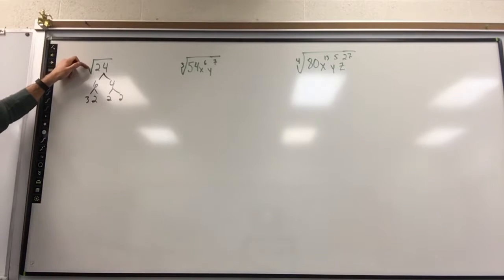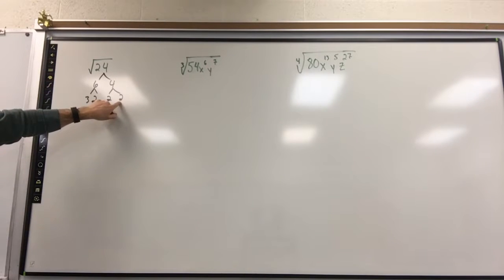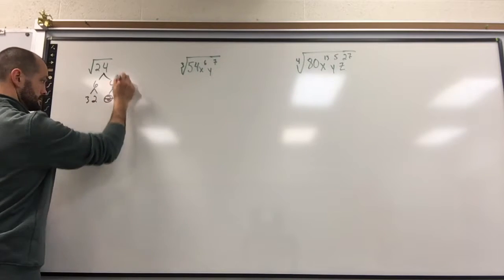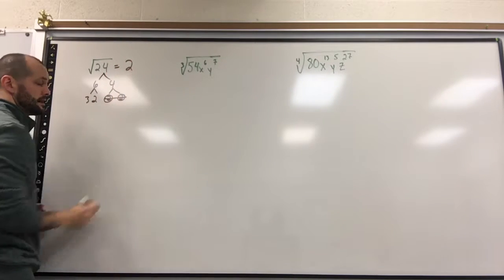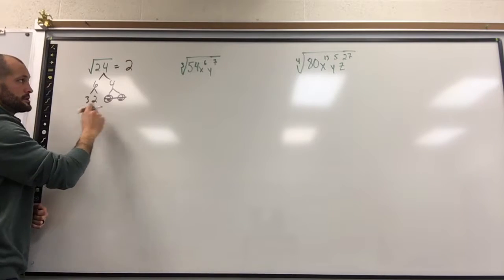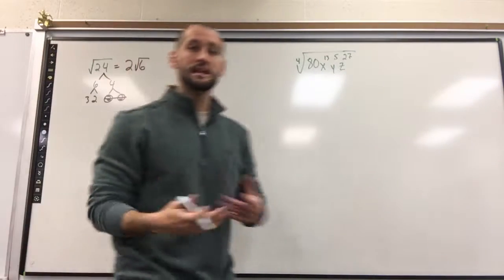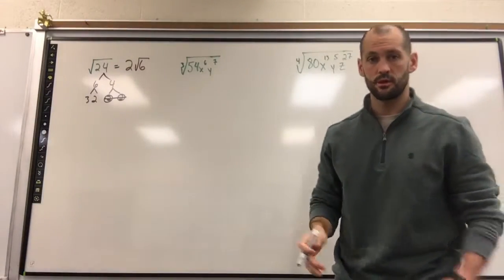The index is 2, so that means for every pair of a number, it's allowed to come on the outside. So we have a pair of 2s, so the 2 is allowed on the outside. There's no pair with the 3 and the 2, so that stays on the inside, remaining 6. Now I did that quickly because that is 100% understood, or should be at this point.